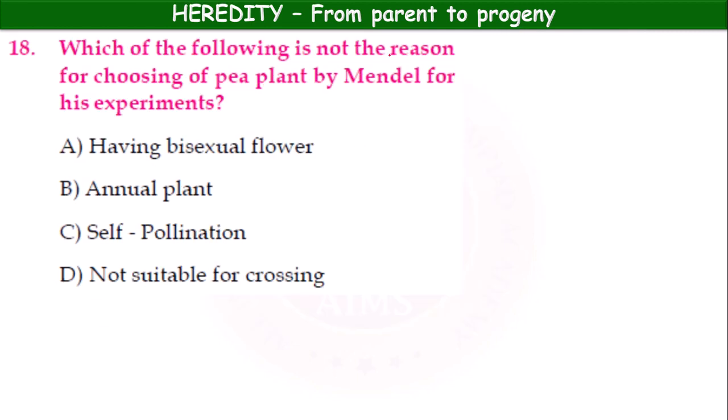Which of the following is not the reason for choosing of pea plant by Mendel for his experiments? Okay, which of the following is not the reason? Having bisexual flowers, annual plant, self pollination, not suitable for crossing. Okay, only this not suitable for crossing is the only thing which is not the reason. Okay.